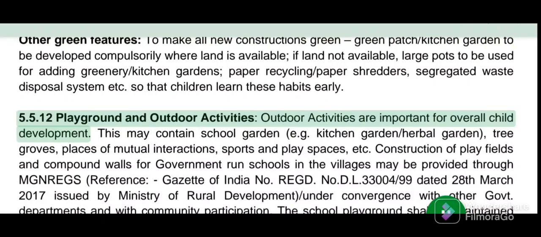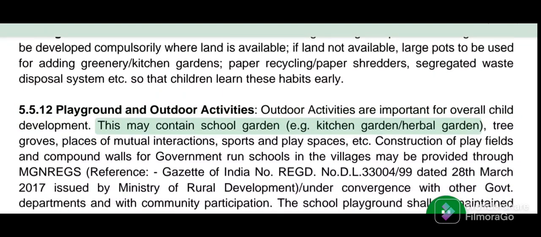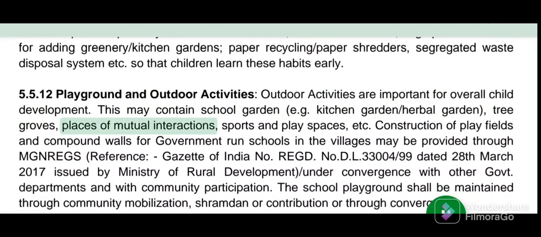5.5.12 Playground and outdoor activities. Outdoor activities are important for overall child development. This may contain school garden, e.g. kitchen garden, herbal garden, tree groves, places of mutual interactions, sports and play spaces, etc.